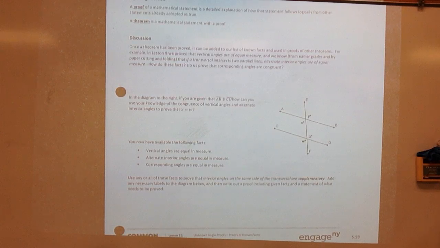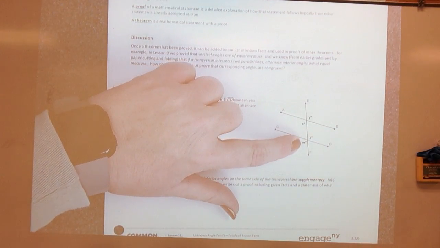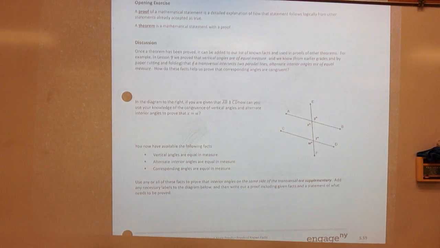In the diagram to the right, if you are given that segment AB is parallel to segment CD, how can you use your knowledge of the congruence of vertical angles and alternate interior angles to prove that X is equal to W? So it goes right along with what we were just talking about. First of all, let's talk about vertical angles. Well, I'm looking at proving that X and W are equal.